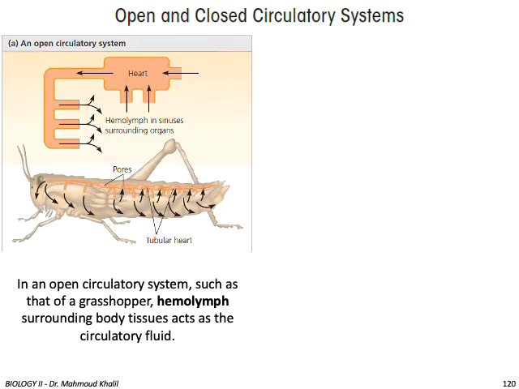We'll talk about a brief description of the open and the closed circulatory system. In an open circulatory system such as that of the grasshopper, you have a hemolymph. This hemolymph surrounds the body tissues and acts as a circulatory fluid. So in other words, there are no capillaries. The hemolymph is bathing the internal organs and there are no minute venules.